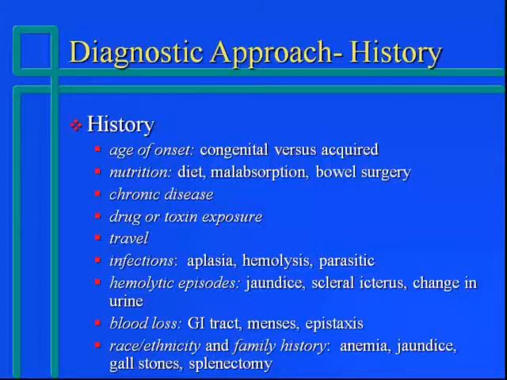And finally, thinking about the race and ethnic background of the patient and their family history, because many of the inherited red cell disorders are prevalent in certain populations from different parts of the world, and I will come back to this. But a family history of anemia, jaundice, gallstones, splenectomy, all of those things suggest a potential familial hemolytic disorder.